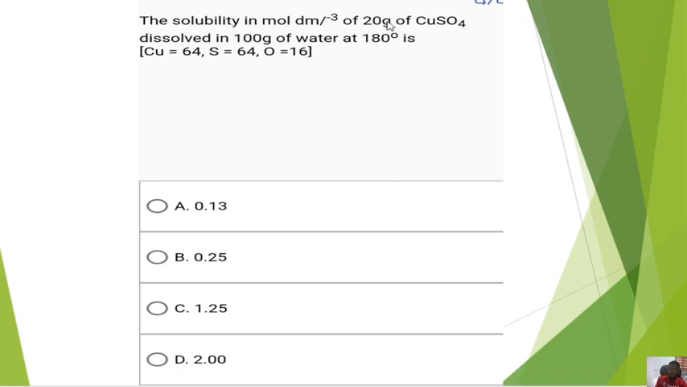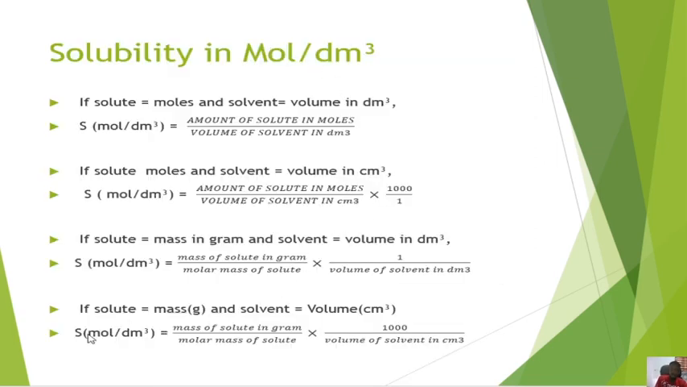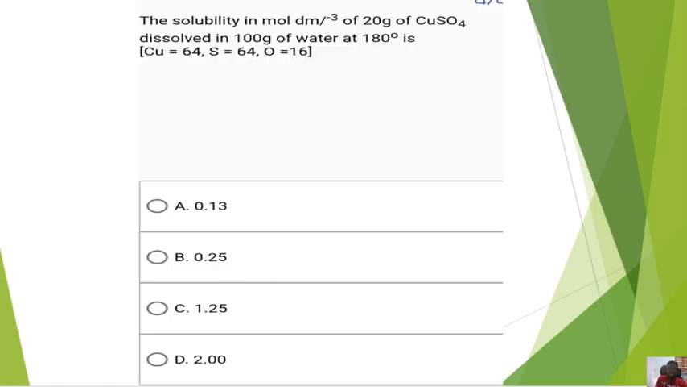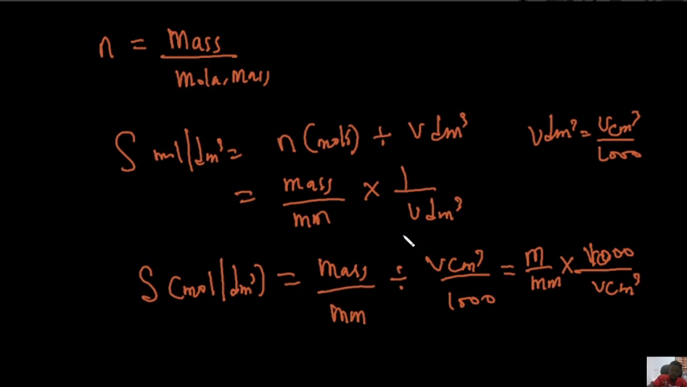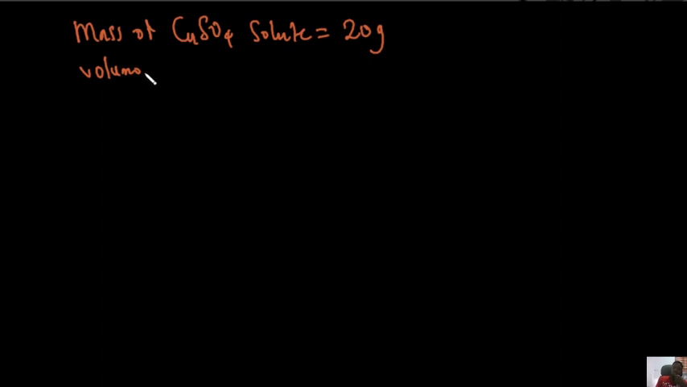And what formula are we going to use? Where the solute is in gram and the solvent is in cm cube, we are going to use the fourth scenario. So let's get to it. I will take this out and then get to the board. So we have that the mass of copper sulfate solute is equal to 20 gram. And the volume of water solvent is equal to 100 cm cube. How did we get 100 cm cube? Because 100 cm cube is equivalent to 100 grams. So when they give you 100 grams, it's equivalent to 100 cm cube, so it won't confuse you. Having said that, we will now solve.